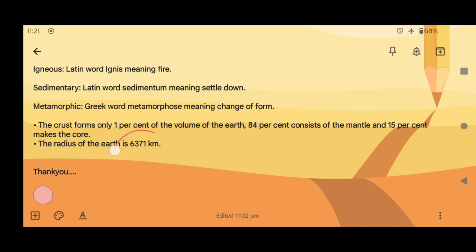The radius of the Earth is 6371 kilometers. It is very important to note that the radius of the Earth is 6371 kilometers.